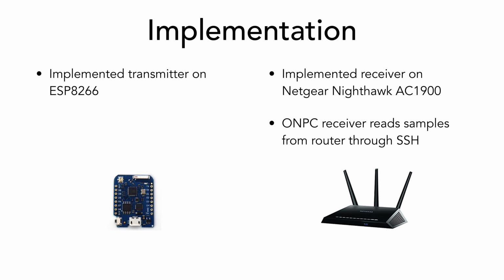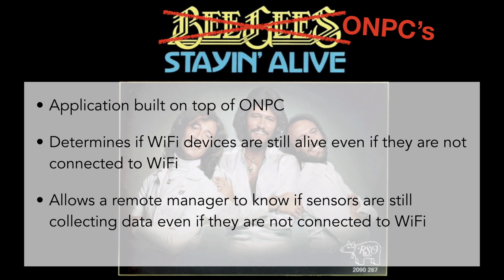But ONPC itself is just a way to transmit data. It doesn't care about what you do with that data. So we had to build an application. We built what we call Staying Alive on top of ONPC. What this did is help us detect if a sensor was online or offline, if it was alive or not. And so what would happen is a Wi-Fi device would detect if Wi-Fi is no longer connected from the network. If it's not, then it would start Staying Alive, the application.